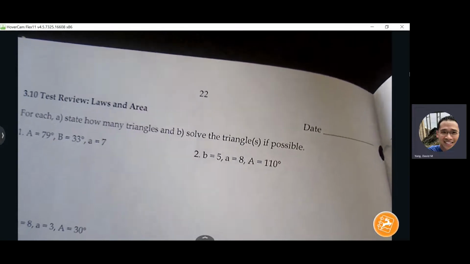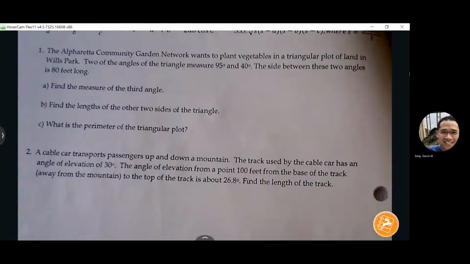And if we have time, we could start on our test review. But we'll have tomorrow to. So tomorrow we'll have a chance to do. If we can start today, we'll have a full day class tomorrow to do the test review.